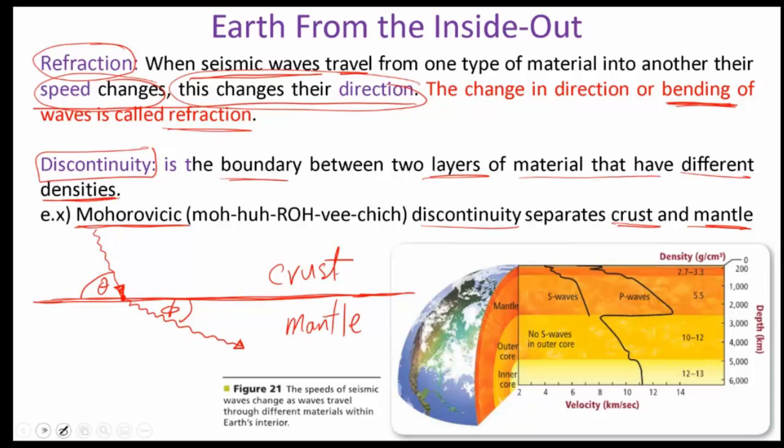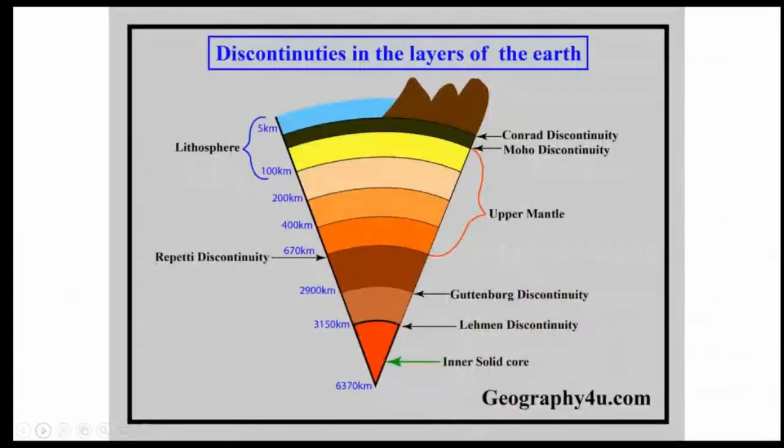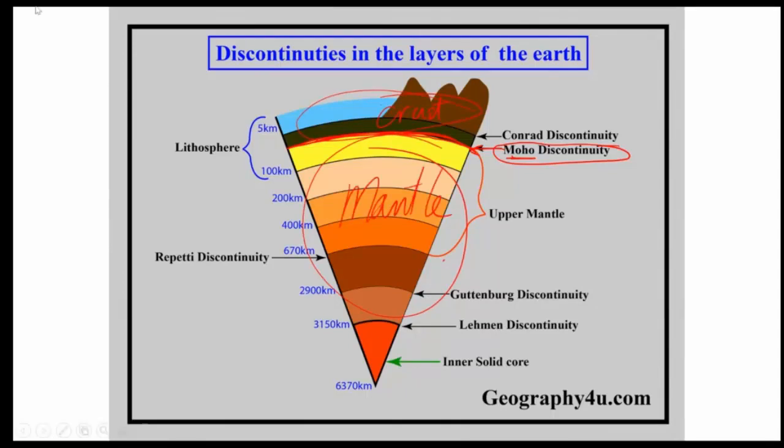After Mohorovicic, many scientists discovered more layers inside the Earth. So Mohorovicic discovered, or they call it the Moho, this discontinuity between the upper part and the lower part. We know this one as the crust and this one as the mantle. Okay, guys? After Mohorovicic, as you see in this picture, multiple seismologists discovered more layers in the Earth.